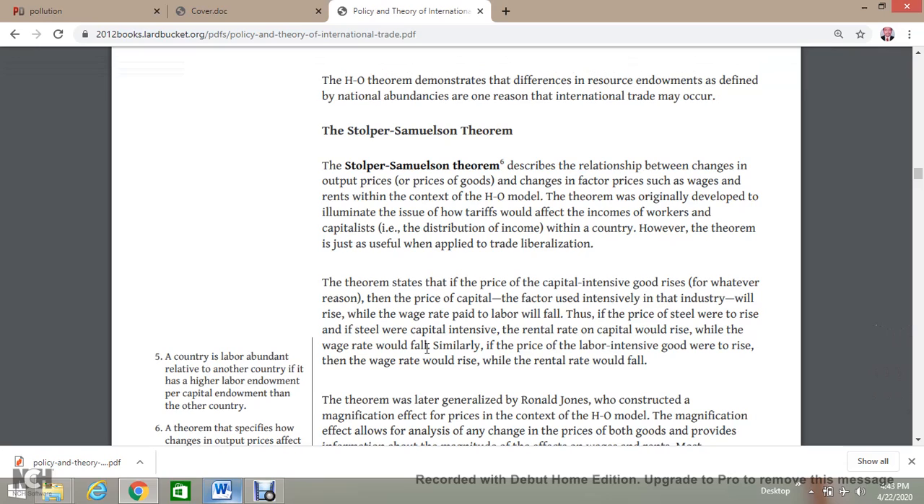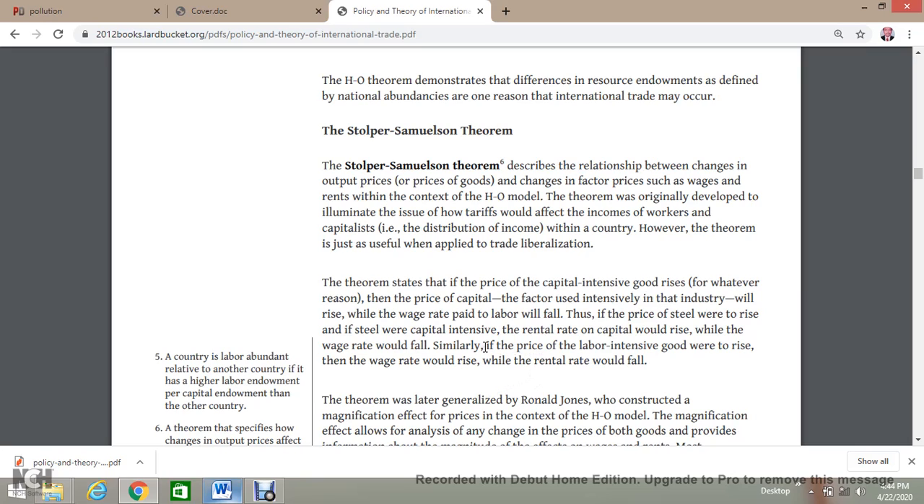If the steel industry manufactures steel using capital intensive technology, if they are using capital intensive goods like machineries, their rent will obviously increase, and if laborers are used in producing this steel, their wages will automatically fall.